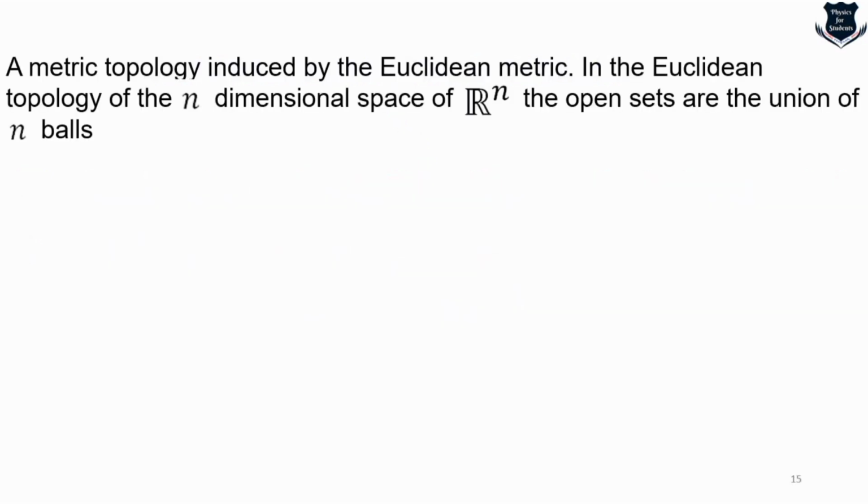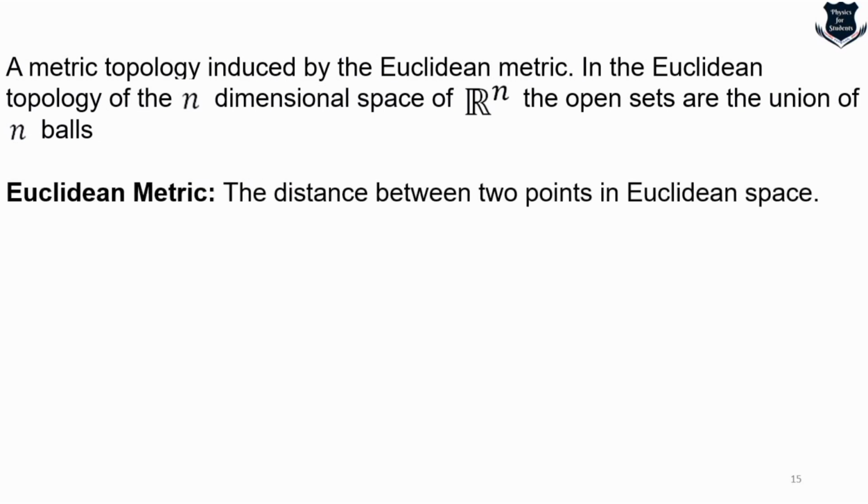Okay, so we come to the next definition, a metric topology induced by the Euclidean metric. A metric topology is a topology for a space in which open sets are defined in terms of a given metric, a kind of measurement. So open sets are unions of balls, which can go up to anything.